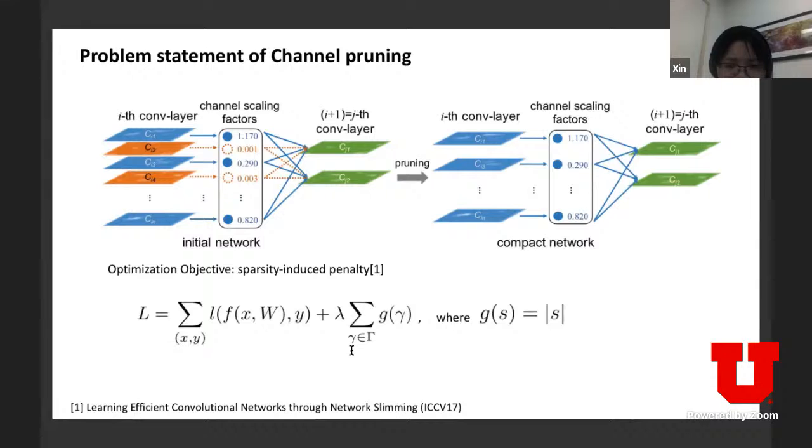Okay, yeah. So for this L1, it will not make any gamma equal to 0. We need to do something additional, like ranking or using some threshold, right? Yes, and then you need to reset gamma i to 0. So that's why we need the fine tune in this algorithm.